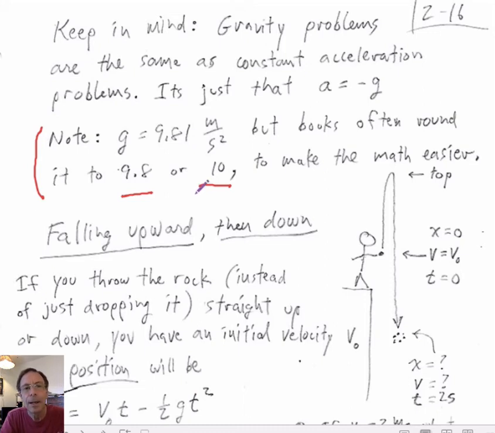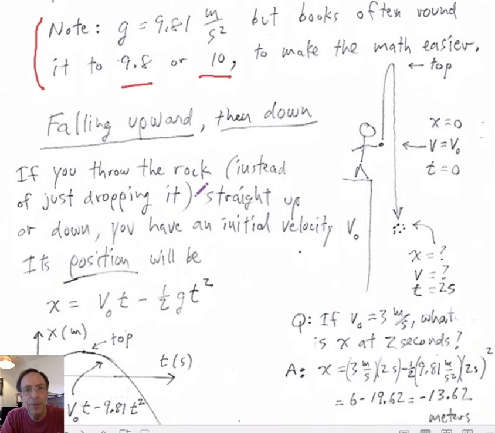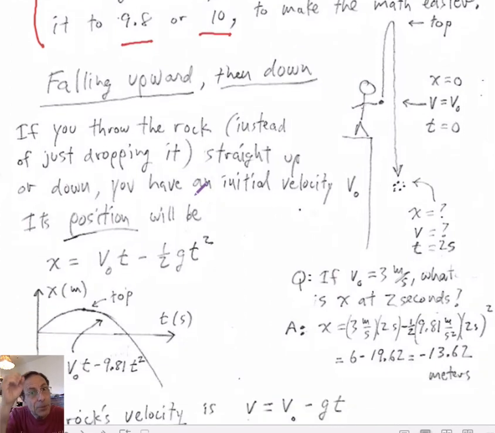Now, in the previous discussion, I was saying I'm just going to drop my rock, but I could toss the rock upward, in which case the initial velocity of that upward toss will become v0, right? That's the beginning velocity, and the experiment still starts at height x equals 0, and the experiment starts at time 0.